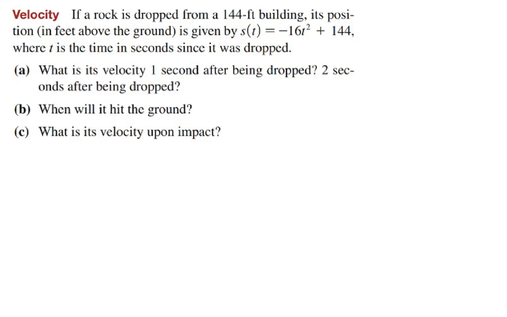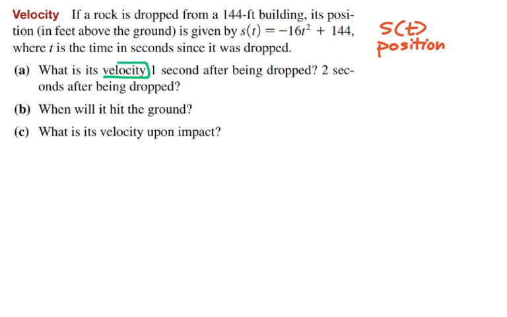In this video, we're going to look at two different velocity examples. In this first example, we have a rock dropped from a 144-foot building, and its position in feet above the ground. So the position S of t, where S represents position, at time t is given by negative 16 t squared plus 144. T is time in seconds since it was dropped. So S, my output, is the position in feet.